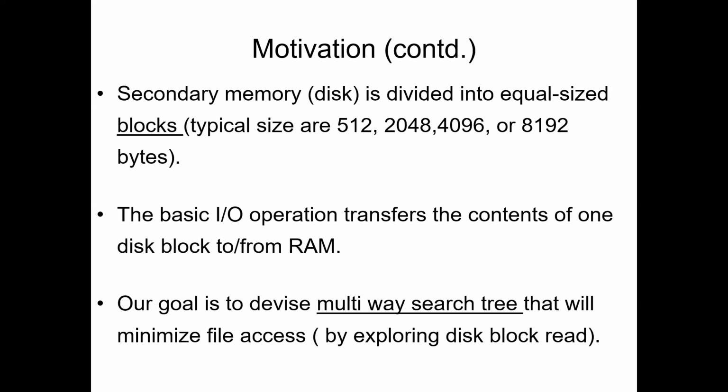So our goal is to devise a multi-way search tree, also known as B tree, that will try to minimize the file accesses by exploiting disk block reads. As we minimize the disk block reads, we improve the retrieval time of the data. The more disk block reads we have, the more the overall file retrieval system will slow down.